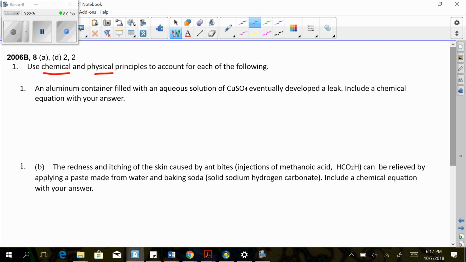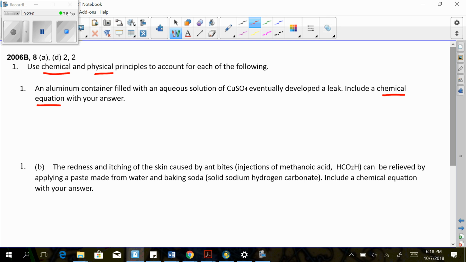following. And so in this, number 1 asks, an aluminum container filled with an aqueous solution of copper sulfate eventually developed a leak. Answer the question, but it says include a chemical equation with your answer. Now, if it says include a chemical equation, include it.